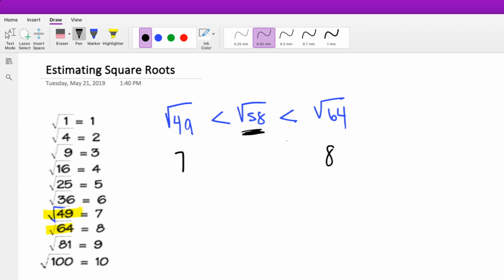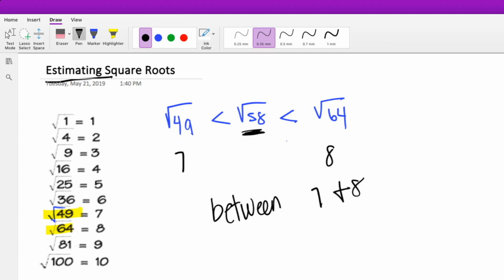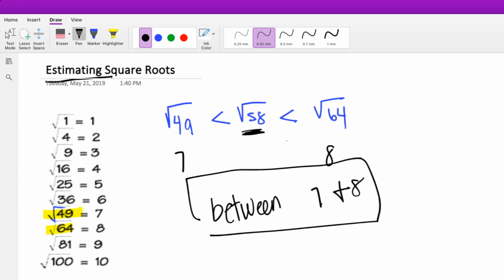Now, fortunately, all we have to do is estimate. We don't need to find an exact answer. So our answer is just that the square root of 58 is somewhere between 7 and 8. That's it. So I would just write that down somewhere. You probably don't even need to write it somewhere. So I would just say between 7 and 8. And then I would box that in, and I would say that's the answer.